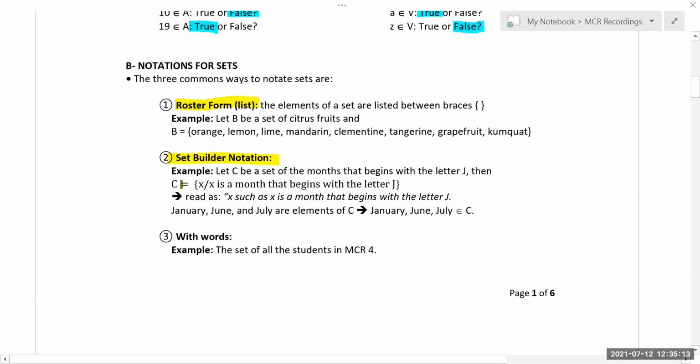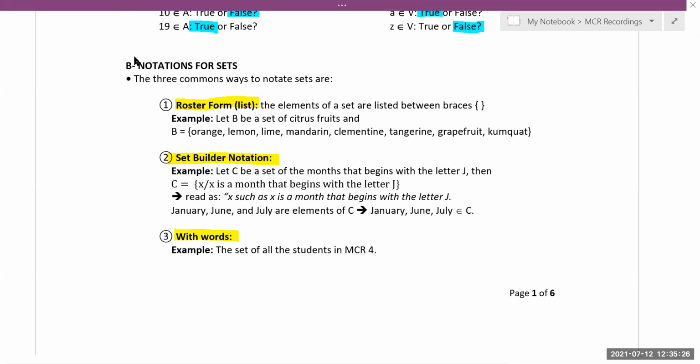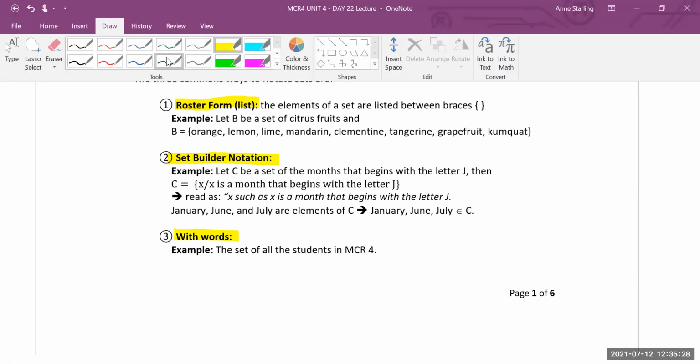We could do something called set builder notation. And that's where you might say C is the set of months that begin with J. We could list those. But we could also write them in what's called set builder. And then I'm going to highlight this one. We could also put them in words. The set of all students in MCR 4, the set of all majors.